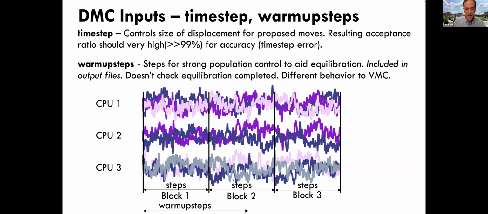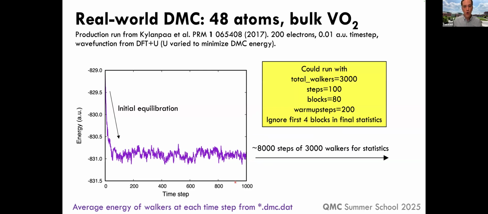Now, I didn't show the shoot down in energy in the sketch, so let me show this now for one of the real runs that I showed a week ago. This is a real run on bulk vanadium. This is energy against step in the simulation, plotted from that dmc.dat file I mentioned. And we see here this initial propagation down in the energy over maybe 100 or so steps, after which, by eye, we can see we're sampling around some average. So what we might have in this run, and I didn't go back and check what was actually done in this publication, is maybe 200 warm-up steps, and throw away the first 400 from our final statistics to be very conservative.